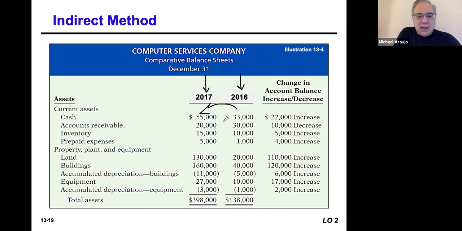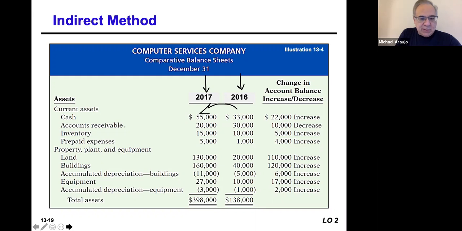So from 30,000 to 20,000 in accounts receivable is a decrease of 10,000. From 10,000 to 15,000 in inventory is a $5,000 increase in inventory. That's how we're looking at it. Notice how when you get to accumulated depreciation, this is also going to be reported as an increase, even though it looks like a negative number. Simply, we're just looking at the account. The account increased from 1 to 3. It's a $2,000 increase.